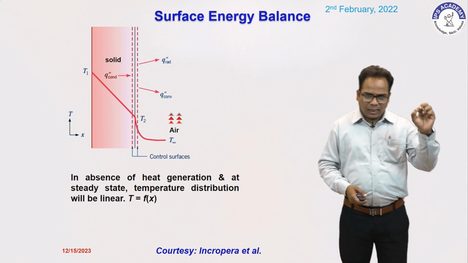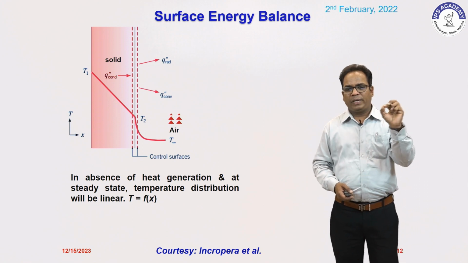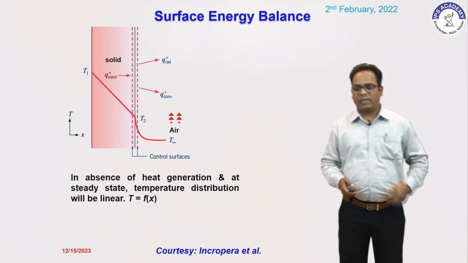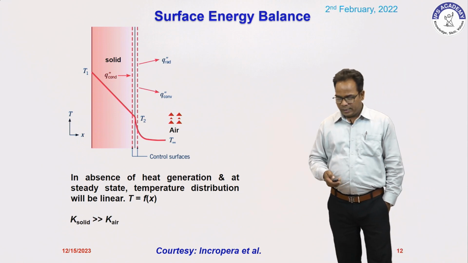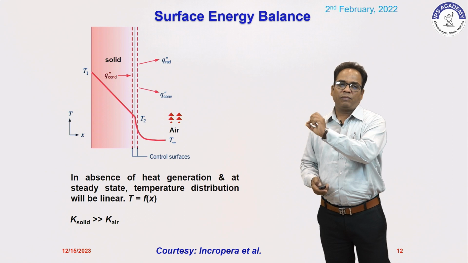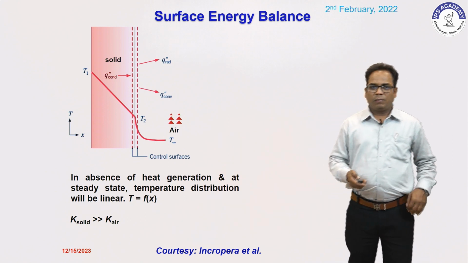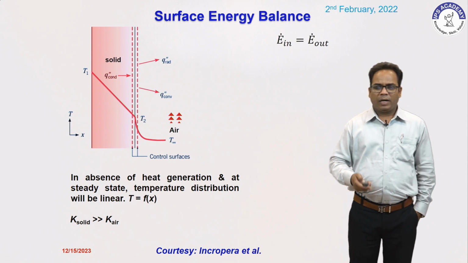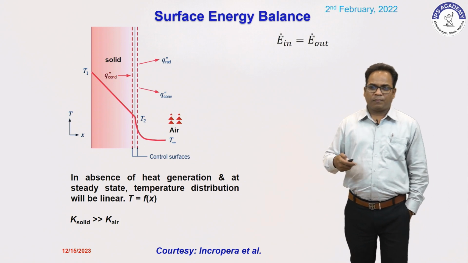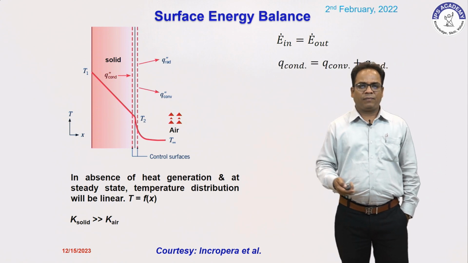So within the control volume or within the solid object, the temperature varies from T1 to T2. So of course T1 is greater than T2, and from T2 to the temperature of the ambient, that is T infinity, it has to also change. So our objective is to identify what is the form of the law of conservation of energy exactly at the surface balance.